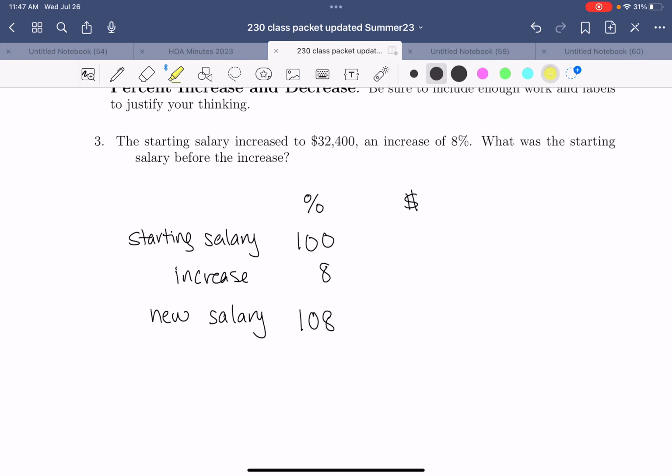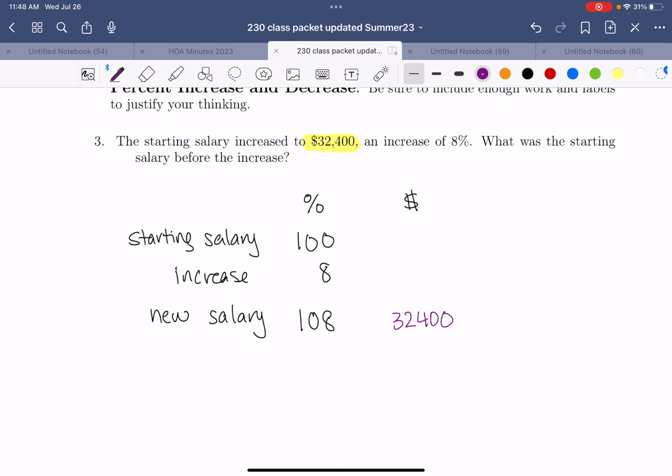Be careful with the wording. Read it 2 or 3 times to decide where this number goes. So the starting salary increased to $32,400. That means that is not the starting salary. That's what you increased it to. So that number, the $32,400, goes here as your new salary.